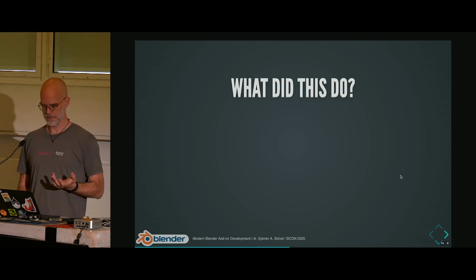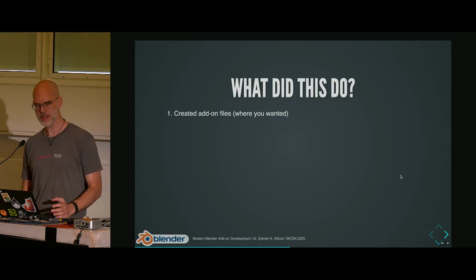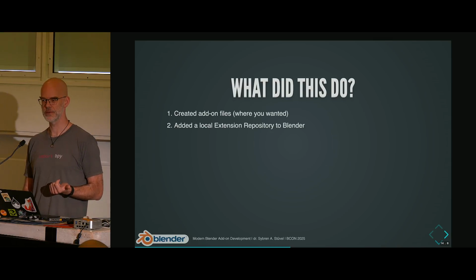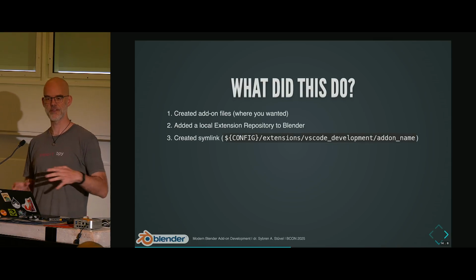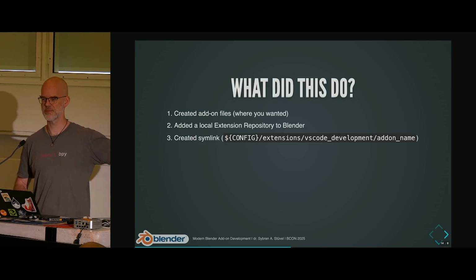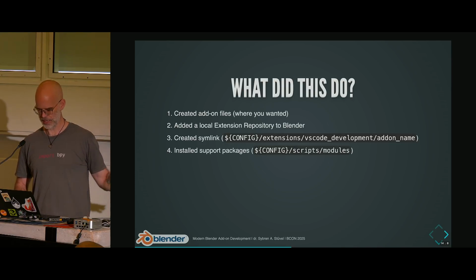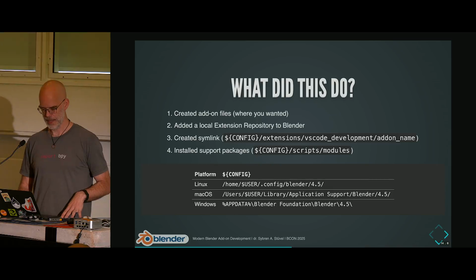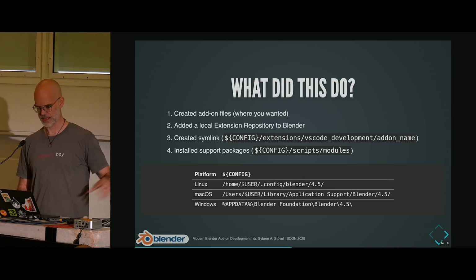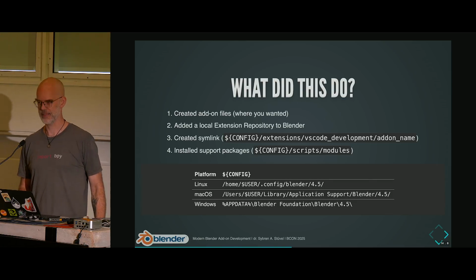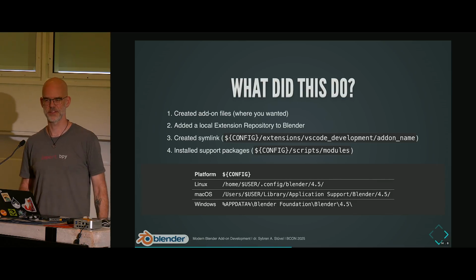So this did a bunch of things. It created the add-on files. It added a local extension repository to Blender. It created a symbolic link from wherever you decided to have your files to where Blender wants those files to be. So you can work in the place where you want, and Blender finds the thing where it wants, and we're all happy. It installed some support packages that it needs for all the fancy stuff. And that's it. And that config depends on your operating system. I think this is fairly known to most Blender users. If not, it's not that interesting for now.